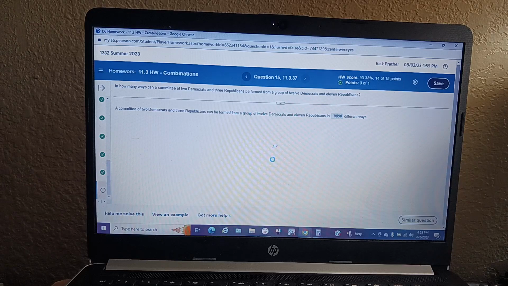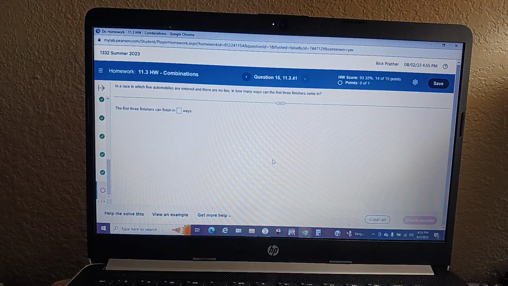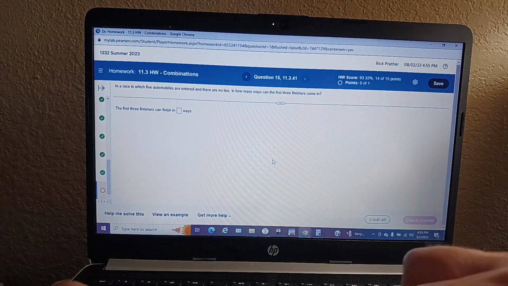Okay, final question in this section. In a race in which 5 automobiles are entered and there's no ties, how many ways can the first 3 finishers come in? We had a similar one like this last section, and the reason they threw this one here is they don't want you to just automatically assume you have a combination. You've learned permutations already. Race order matters. Everybody wants to be first. If you don't finish first, people don't care about you.